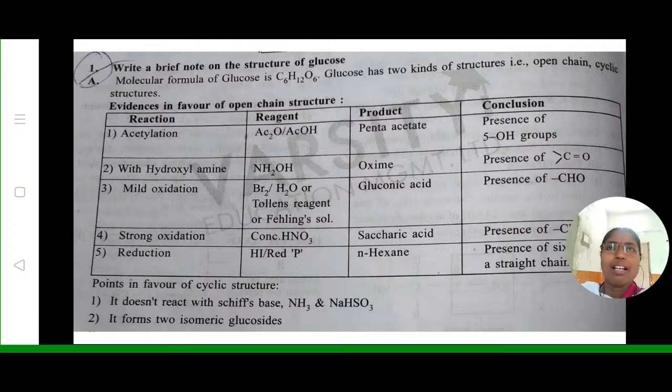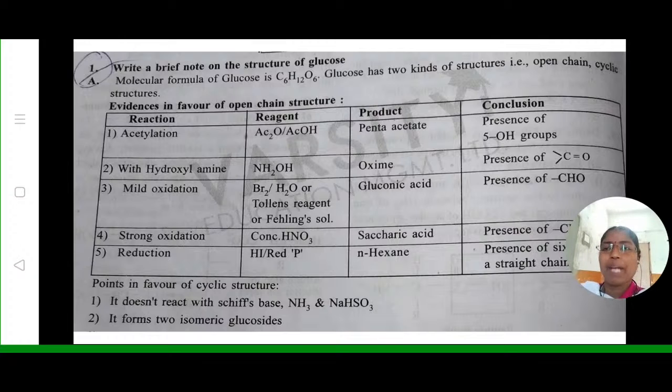Sorry, C double bond NOH is the product. Oxime means C double bond NOH is the oxime. So here the conclusion is the presence of a carbonyl group, that is the C double bond O group or CHO group is present. That means carbonyl, meaning aldehydes or ketones, is present in the glucose. It is the conclusion for the carbonyl group, by the reaction with hydroxylamine, by the formation of oximes.